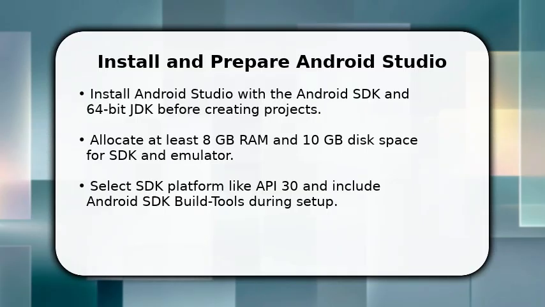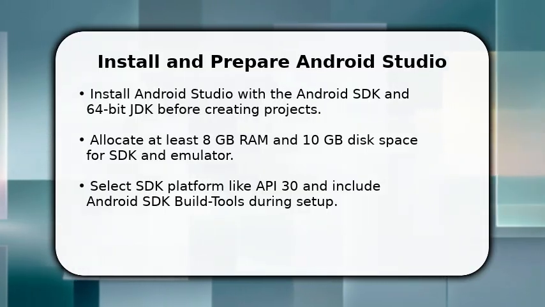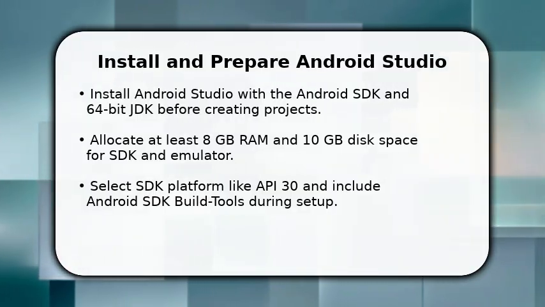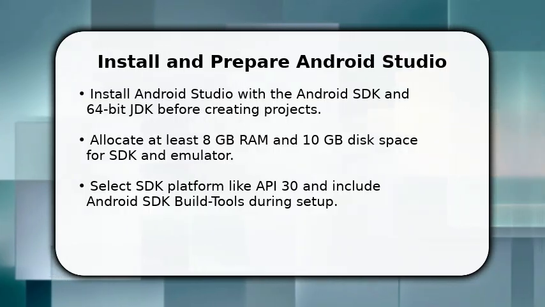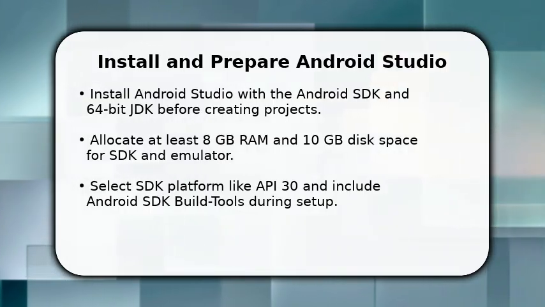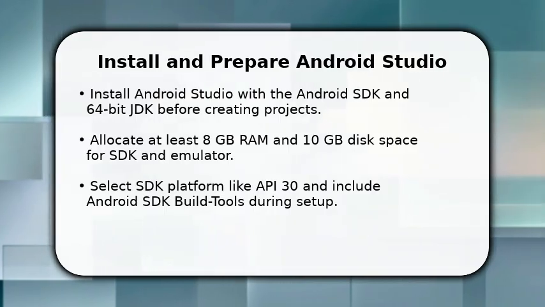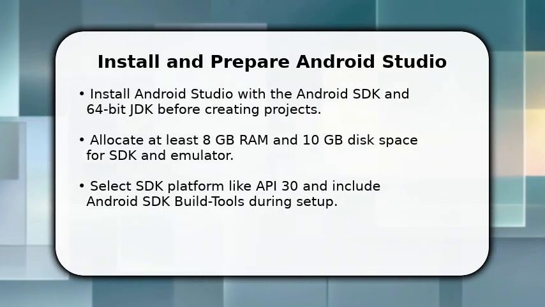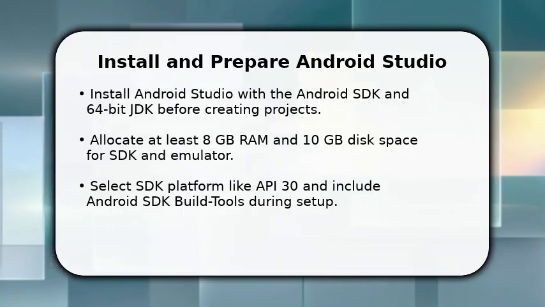Download Android Studio from the official site and run the installer on your machine. During installation, include the Android SDK build tools and a 64-bit JDK. Accept default SDK paths or choose a custom folder if desired for organization.